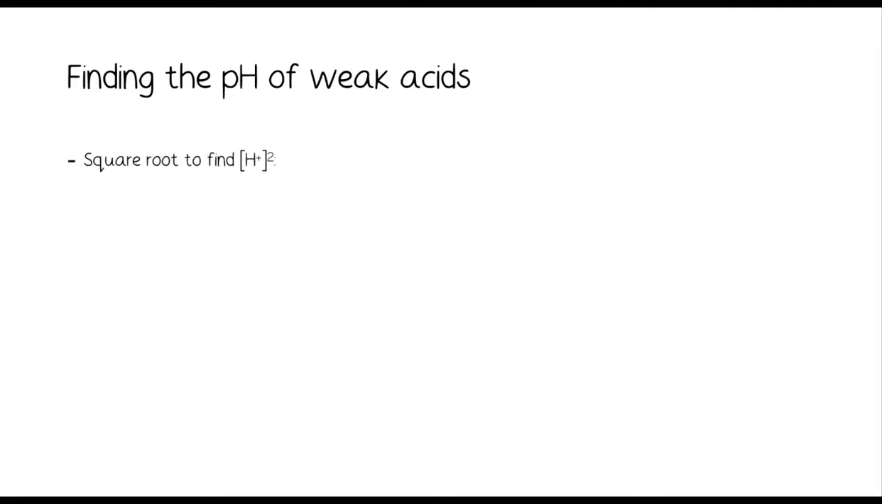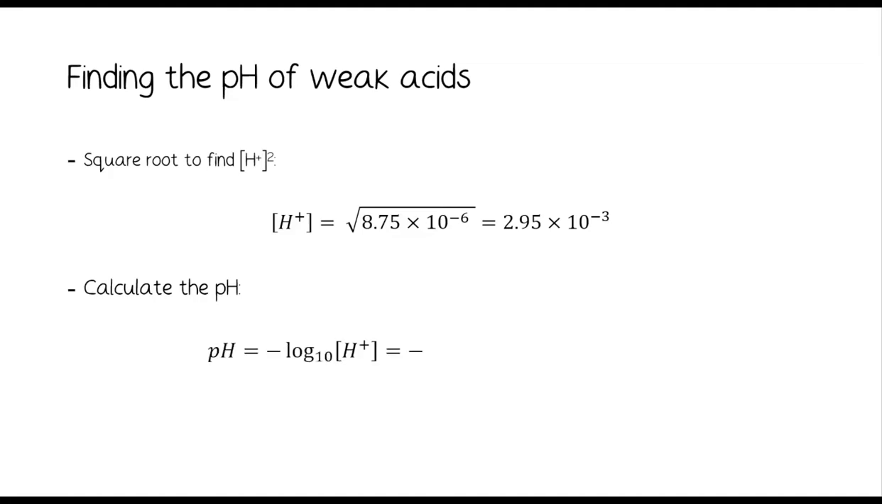We need to square root that to find the concentration of H+, which gives us 2.95 times 10 to the minus 3, and then you slap it into the pH equation, and you get a pH of 2.53. And that is how you find the pH of a weak acid that is pure.